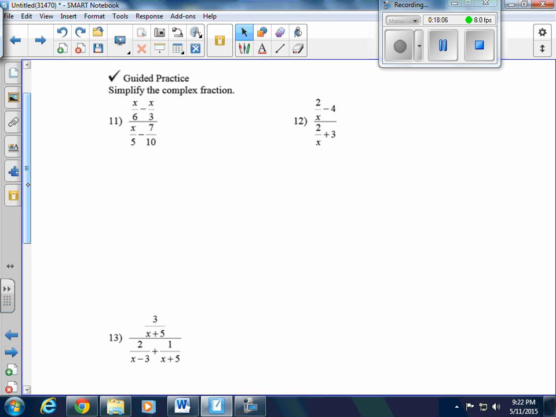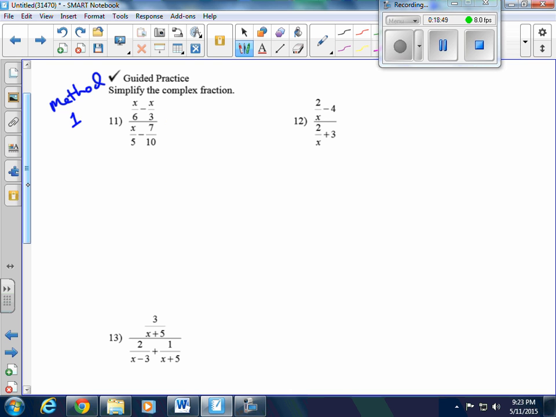So let's look at a couple guided practice questions. And I'm actually going to walk through these together. We'll do 11 and we'll do 13. I'm going to do 11 using method 1, and 13 using method 2. The reason I'm going to use method 1 in example 11 is because if we look at these denominators, they don't have very many common factors. So I'm just going to get a common denominator in the top one, and then a common denominator in the bottom one, and then we'll simplify from there.